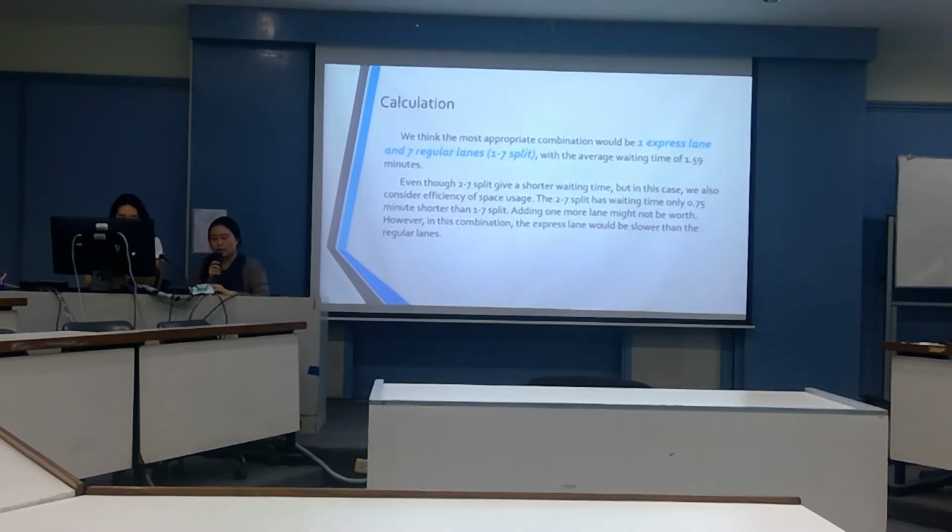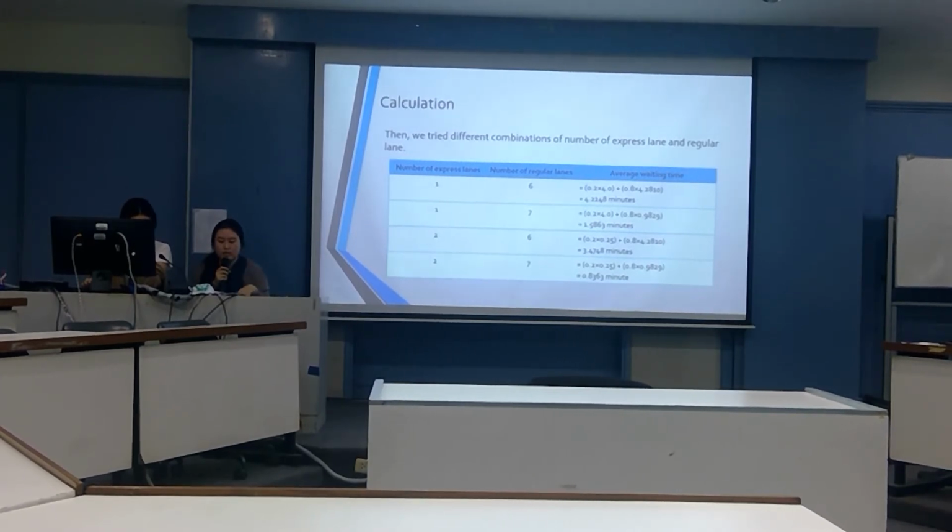From the table, we think the most appropriate combination would be 1 express lane and 7 regular lanes, with an average waiting time of 1.59 minutes. Even though the 2 express lane and 7 regular lane combination gives a shorter waiting time, in this case we also consider the efficiency of space usage. The 2-7 split has a waiting time only 0.75 minutes shorter than the 1-7 split, so adding 1 more lane might not be worth it.